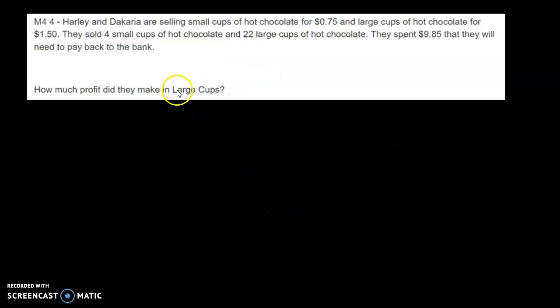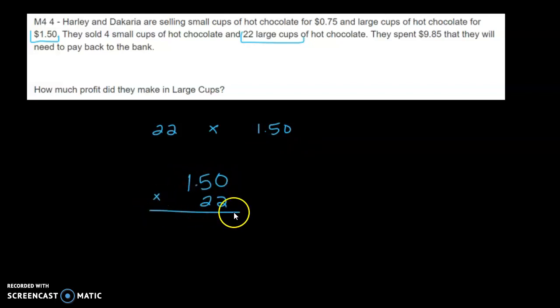All right, the next question is the same scenario. They just did large cups, so it's going to work the exact same. How many large cups did they sell, which was 22? And how much did they sell them for, which was $1.50? So again, it's the same procedure. We just need to multiply how many cups they sold by how much they sold each one. So we have this $1.50 times 22.